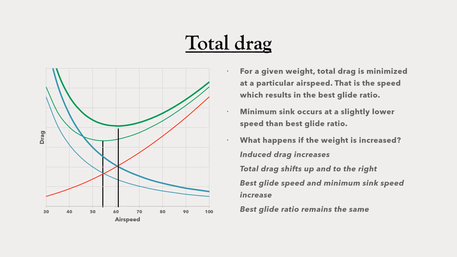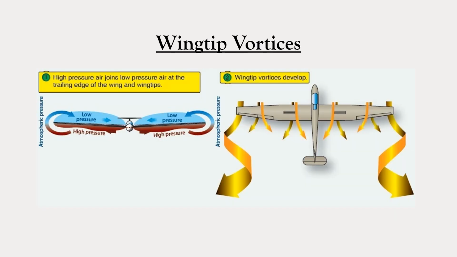The best glide ratio doesn't change. Although the drag goes up, the lift also goes up, and they go up by the same amount or the same percentage between these two situations. So the glide ratio stays the same at higher weight.